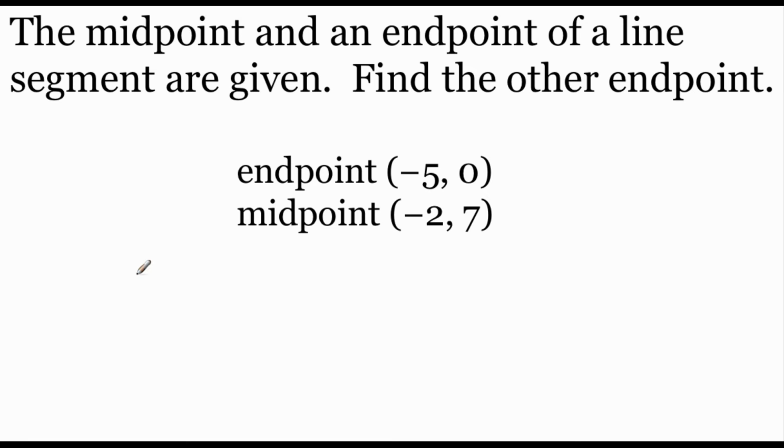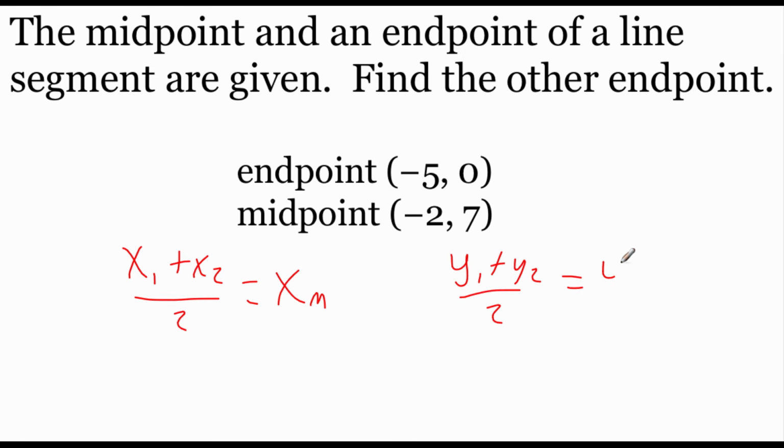What we did when we were finding the x value for the midpoint is we took x1 plus x2 divided by 2, and that gave us a brand new x value for the midpoint. I'm going to call that x sub m, the x value for the midpoint. Then we dealt with the y values. We took y1 plus y2 divided by 2, and that gave us a new y value for the midpoint, which I'm going to call y sub m. We're going to use these two separate formulas to help us find our other endpoint.